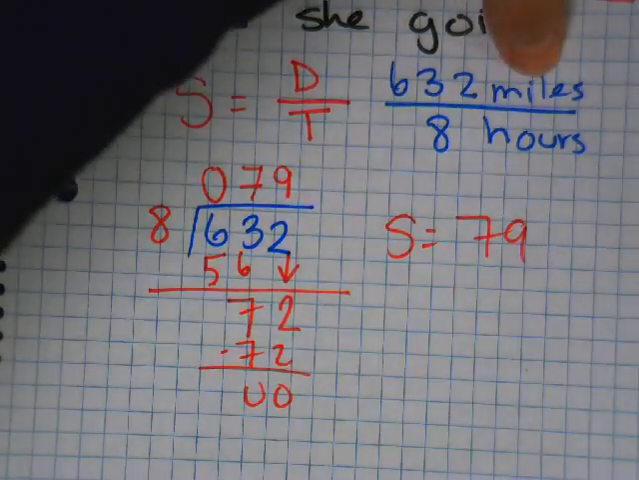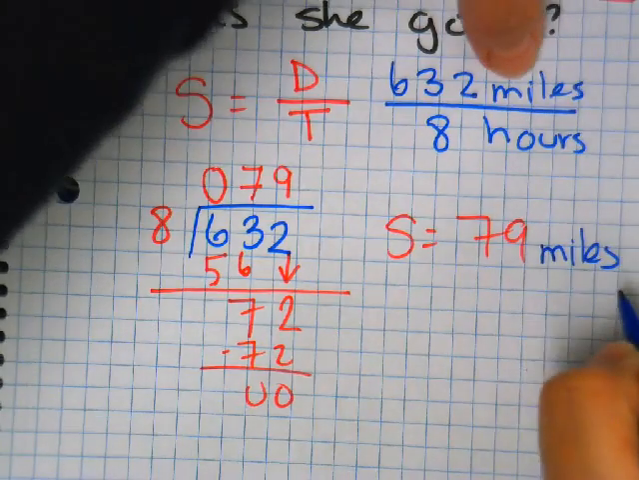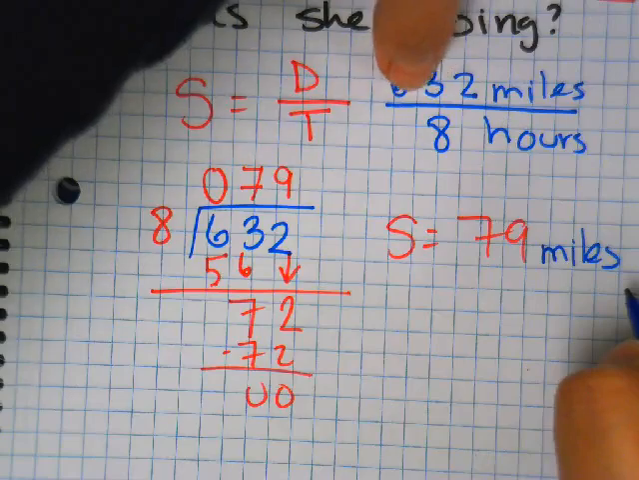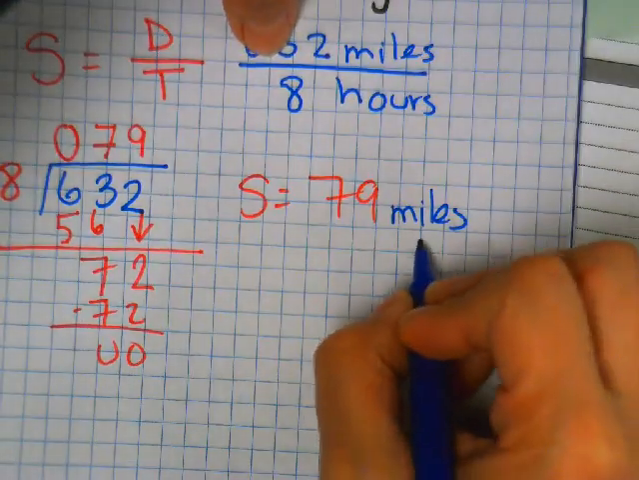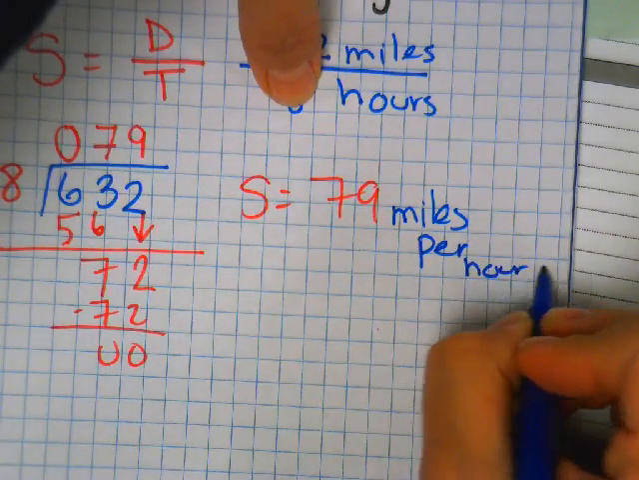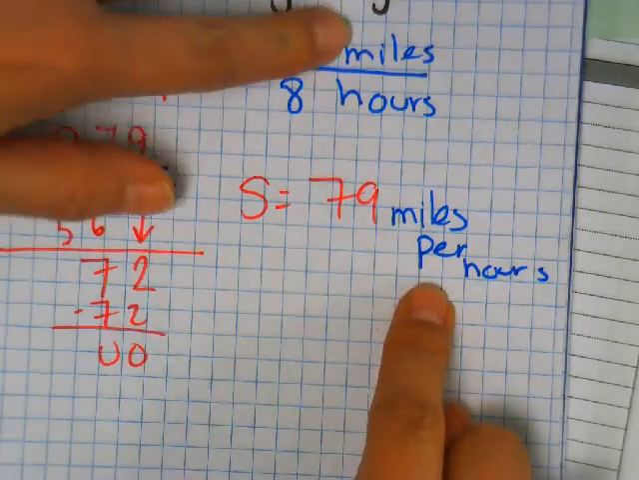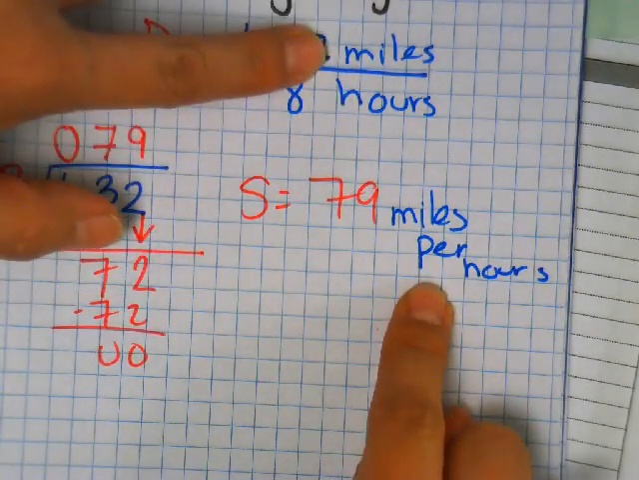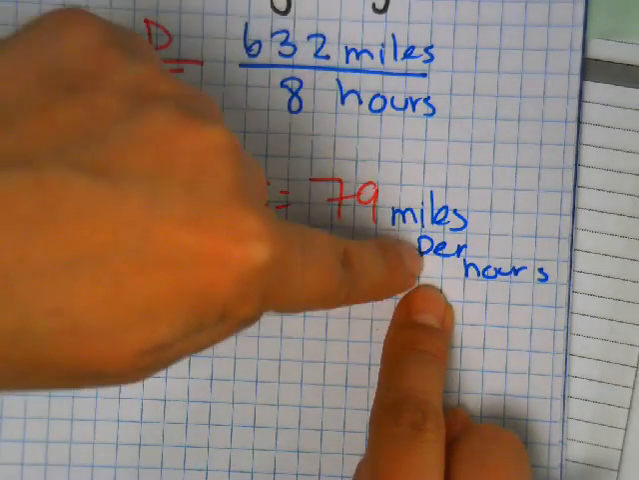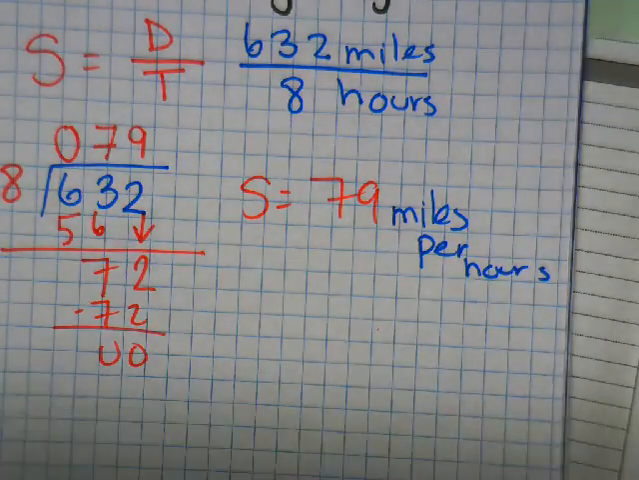Which word came first? Miles. Miles came first. Then the line. What word am I going to use for the line? Per. What's the last word there? Hours. I'll be honest with you, the number one thing I'm grading are the units. So if none of the words repeat, you don't cross out anything, and you use them all in the order. Miles per hour. Miles per hour.